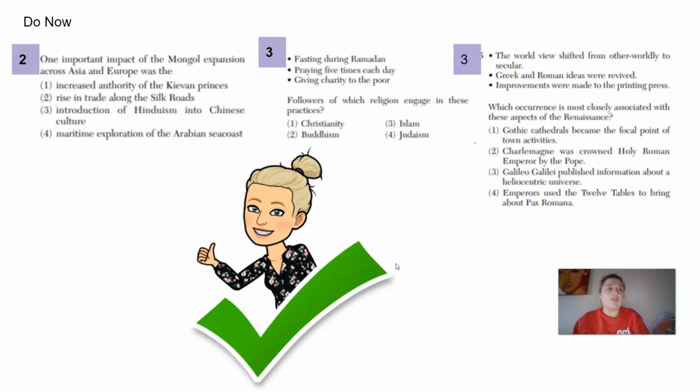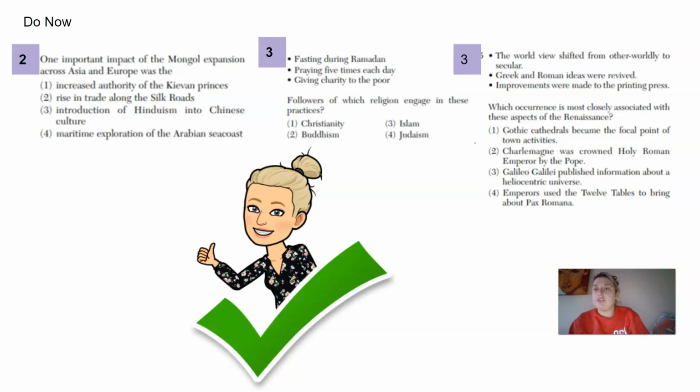All right, so the first one: an important impact of the Mongol expansion across Asia and Europe was its rise in trade along the Silk Roads. Remember, the Mongols made the Silk Road safe, highly monitored, and so the trade really was able to start to flourish again. Fasting during Ramadan, praying 5 times a day, giving charity to the poor, followers of this religion engaged in these practices. That would be Islam. Those are 3 of the 5 pillars.